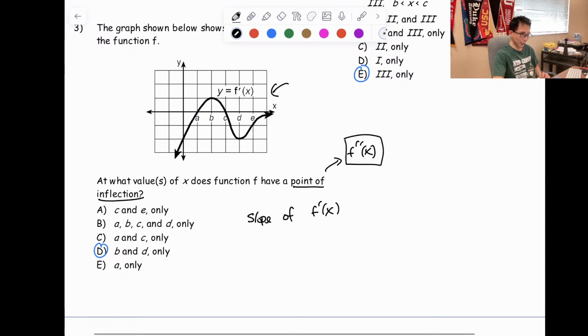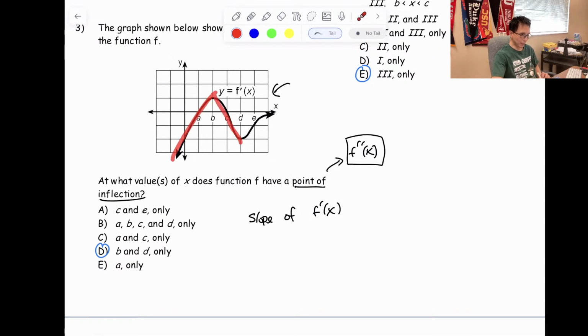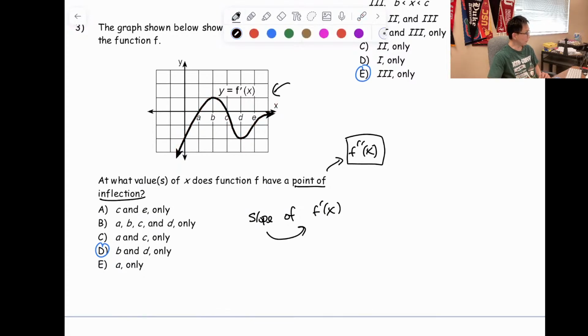So that means I'm looking at the slope. Are they positive? Are they negative? You look at the slope of f prime of x, because slope means what? Derivative, right? Slope means derivative, which is equal to f double prime of x. So then I can do a number line based on the second derivative.